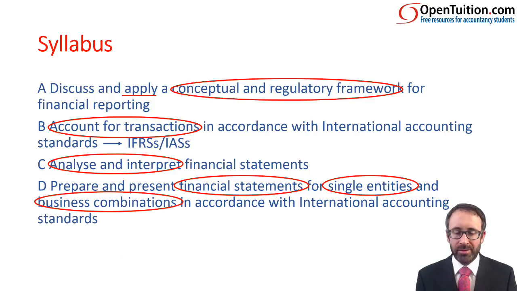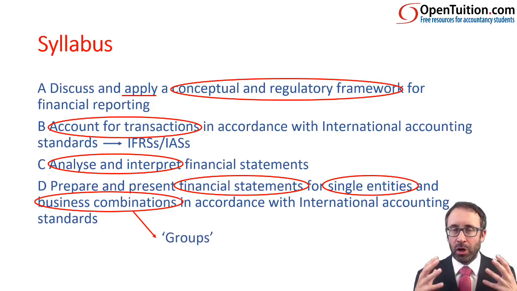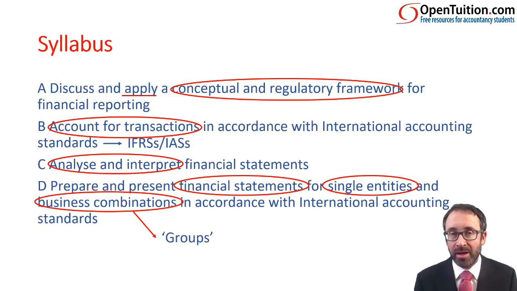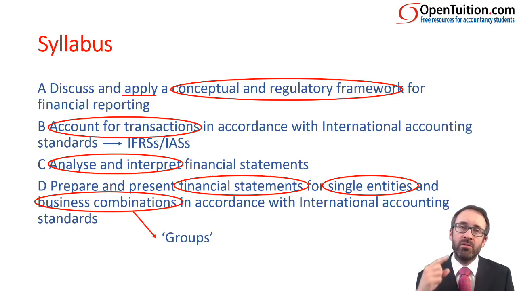You also then need to look at presenting financial statements for a business combination. What's that? Groups. So you've touched upon groups briefly in financial accounting. You need to be able to prepare those financial statements for a group. So your consolidated accounts for your balance sheet, income statement, should I say statement of profit or loss at this level. So the two things that you need to look at: statement of financial position for the group, statement of profit or loss for the group as well.